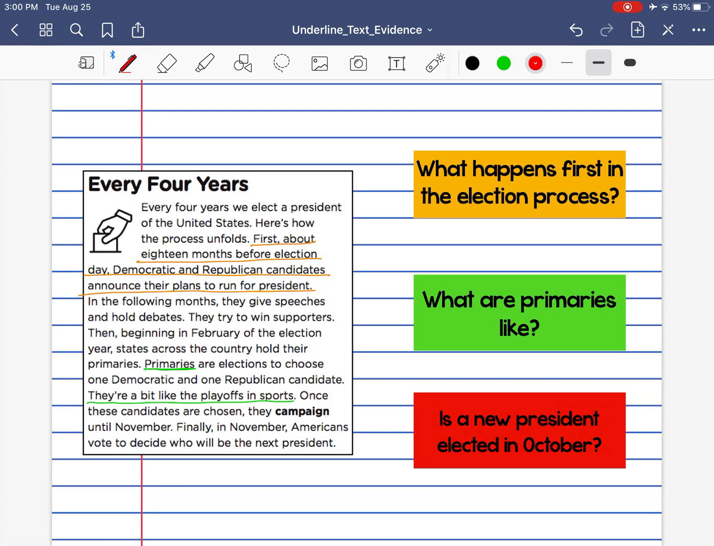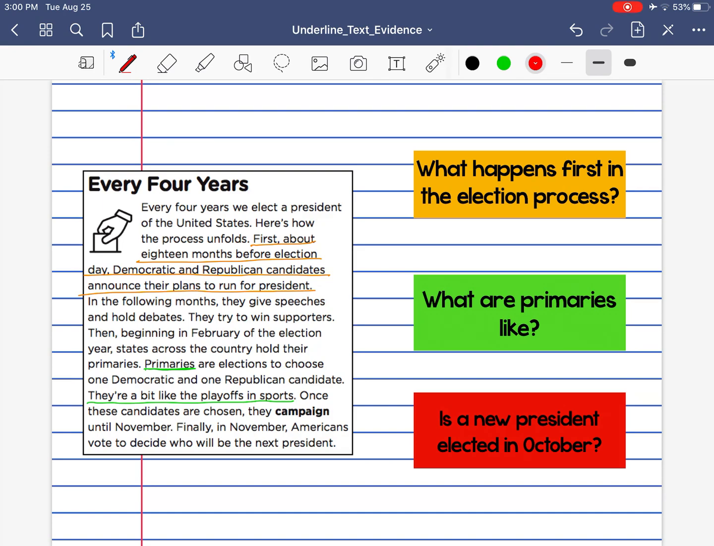All right, my last question. Is a new president elected in October? So if I was answering this question and I was just going to jump straight to my answer, forget all about my R, not restating my question, I would just say no. But is no a complete sentence? No, it's not. It doesn't tell me what I need to know, right?